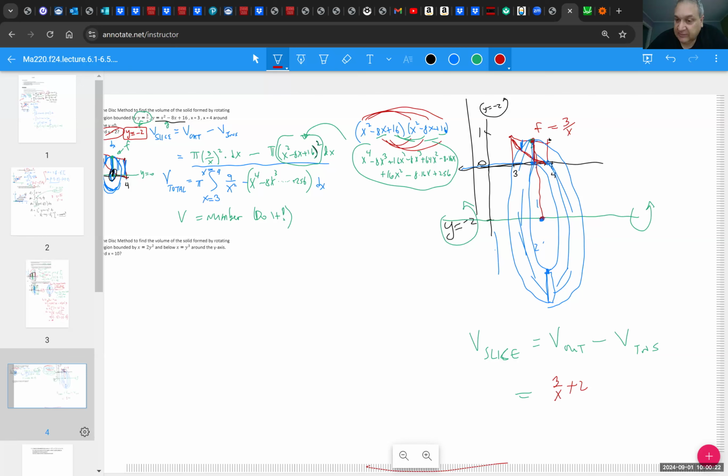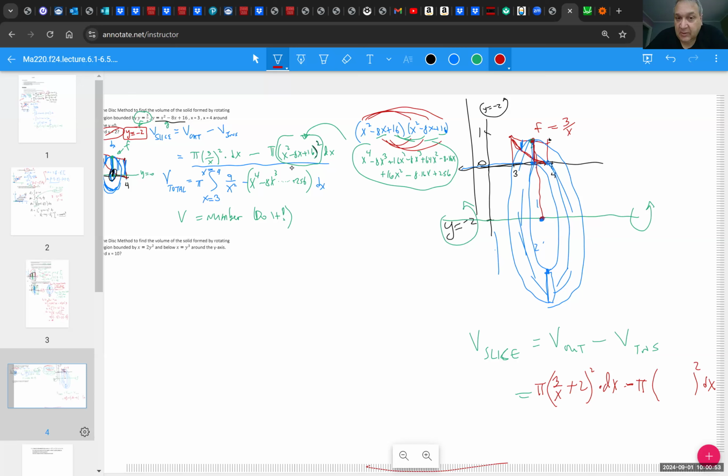That's my radius. I've got to do pi times the radius squared times the thickness. Thickness is dx because we've sliced it vertically, giving us a very, very small x width. The inside radius, well, that's going to be a pi r squared again. So that's going to be the r and then times the thickness. So what is the radius for the inside one?